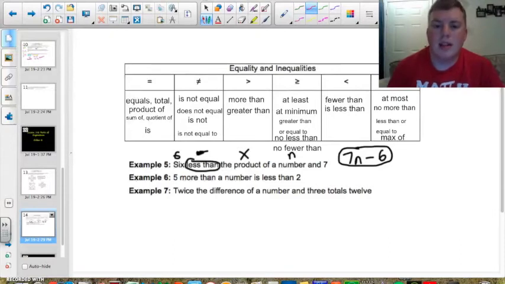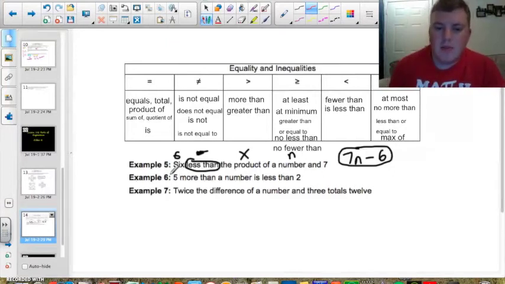Going ahead and looking at example 6, we want to use the same method. 5, and that's already given to us as a number, more than a number. So right away I'm thinking this could be an inequality or this could be addition. Some of our terms are very close together, so let's go ahead and read the rest of the problem. We want 5 more than a number is less than 2. So again, I'm seeing something that could be subtraction or it could be an inequality.